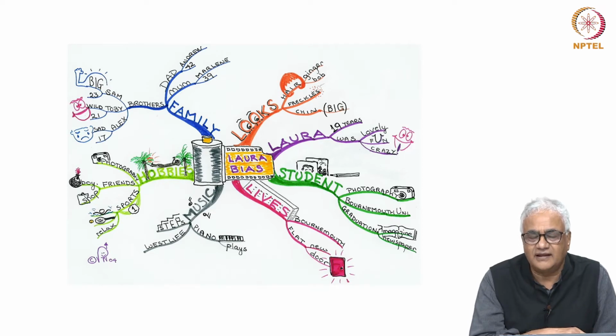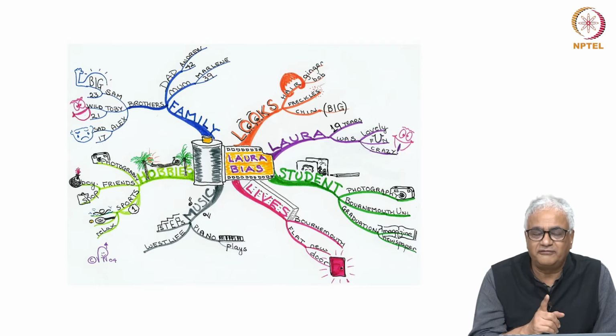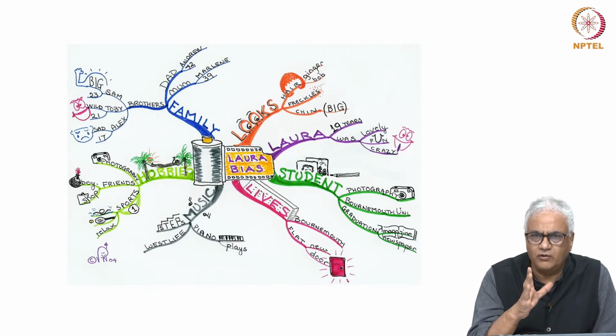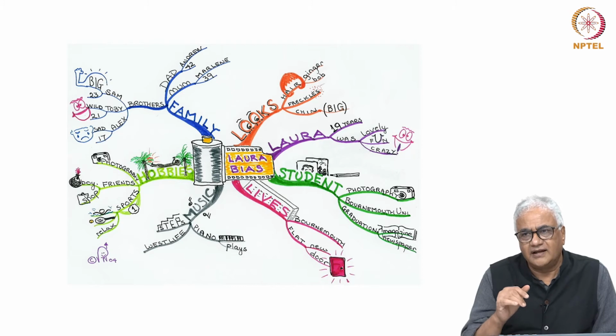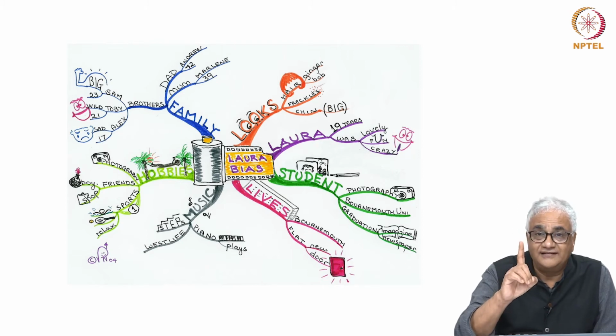How many words are there? One. So, rule number 4, write down one word only.